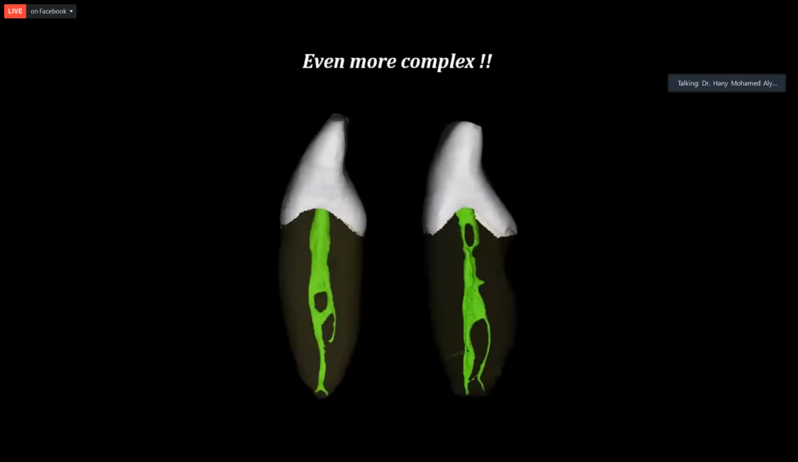And even using the micro CT can show us even more complex anatomical variations in the mandibular anteriors. Và với cái quan sát trên micro CT, chúng ta thậm chí còn tìm được những cái răng mà có các hệ thống tủy rất phức tạp hơn những cái mình đã từng biết.